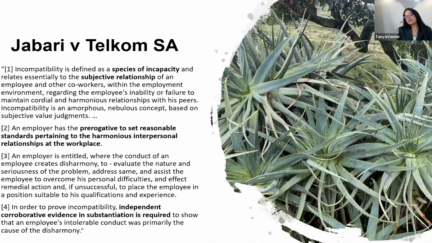Jabari is an older judgment than the Van Dijk one, but certainly echoes the same principles that we see in Van Dijk: that it also squarely put it as a species of incapacity, and also, importantly, recognized that it relates to a subjective relationship, that there's a lot of subjectivity that comes with relationships, and that maybe makes it that much more complex. And it's the employee's inability or failure to retain cordial and harmonious relationships with their peers. And interestingly, I love this last bit of item number 1 there. It's an amorphous, nebulous concept based on subjective value judgments.